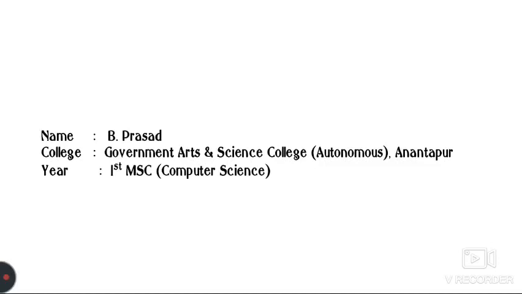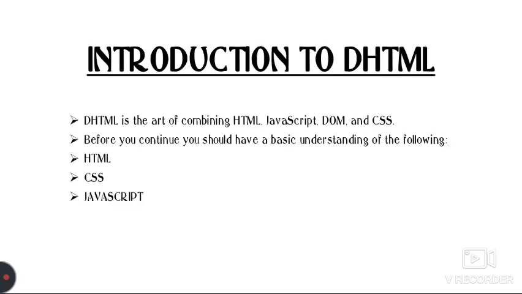Today I am going to tell you about what DHTML is, its styles, and its components and features. First of all, an introduction to DHTML. DHTML is the art of combining HTML, JavaScript, DOM and CSS. It combines the HTML language and JavaScript, DOM and CSS. Before you continue, you should have a basic understanding of the following.